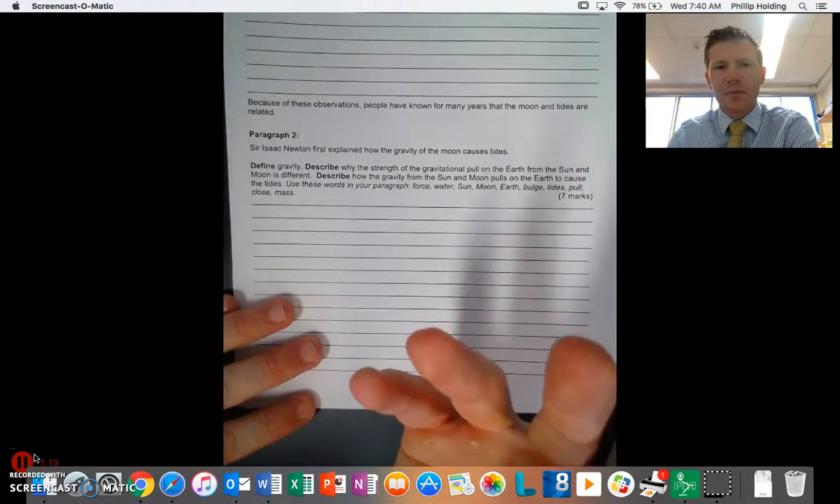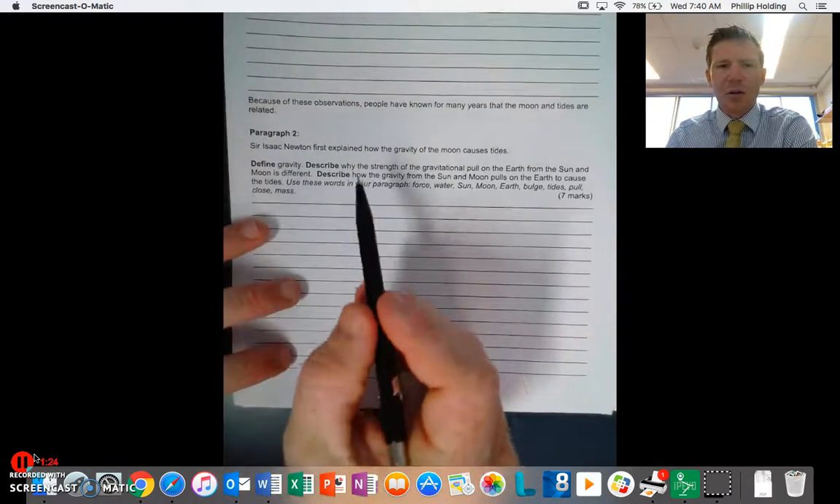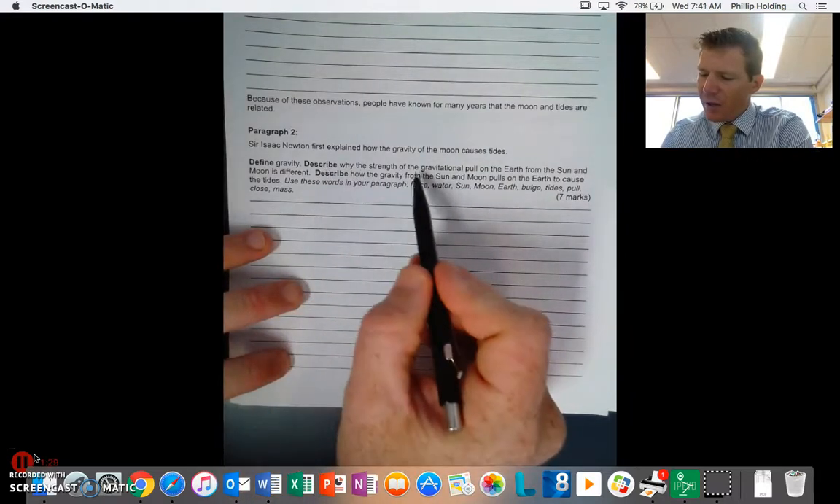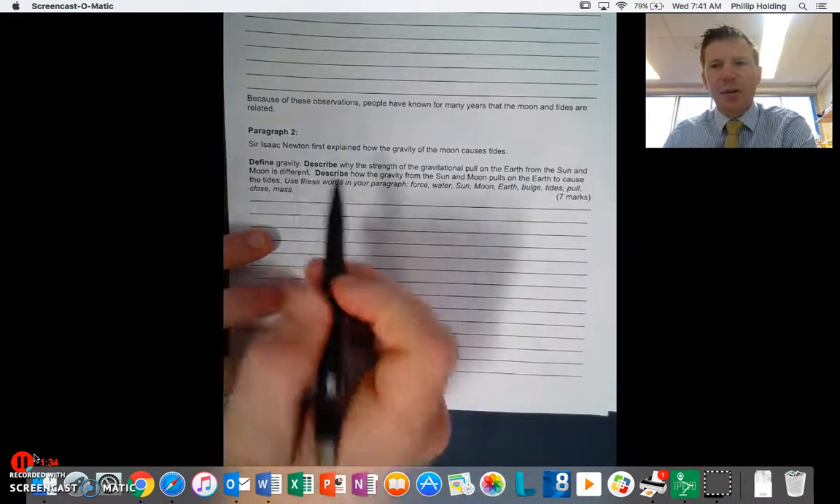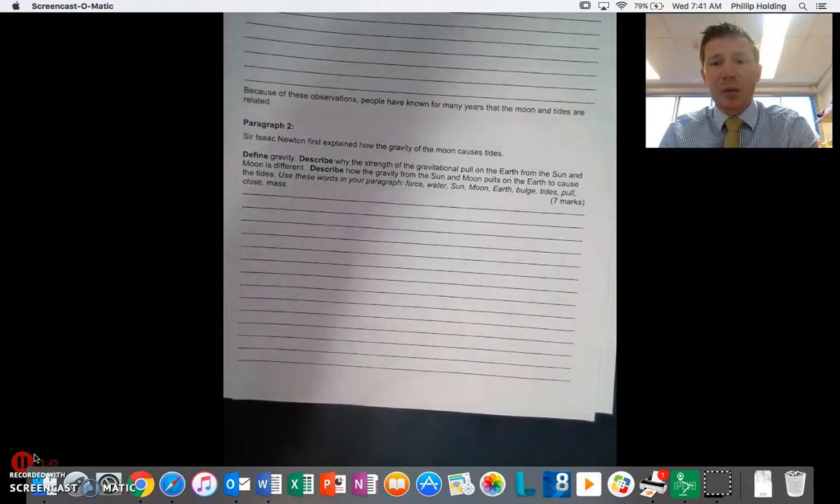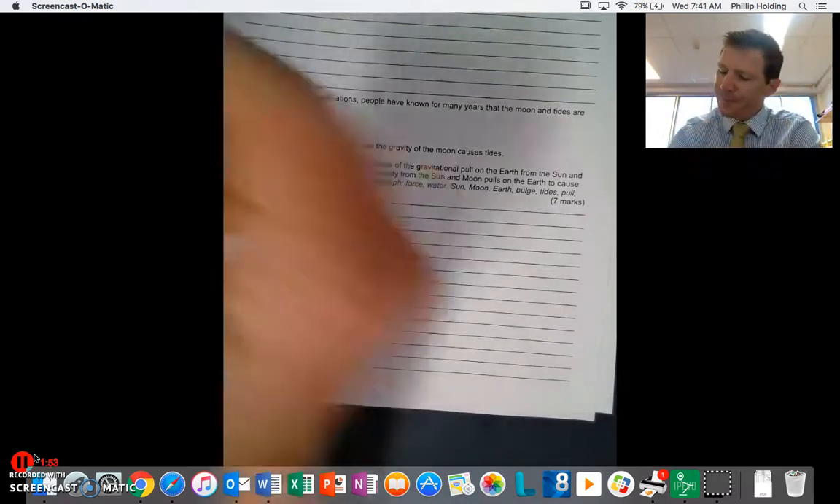Right? What is gravity? Okay, so force of attraction between two objects based on their mass, or something along the lines of that. You need to find it out and work that out. Next, describe why the strength of the gravitational pull on the Earth from the Sun and Moon is different. Okay, so there are two main things when we talk about gravity and how they affect an object: the size of the object and the distance between the two objects. Okay, so how do those two things relate to the Moon and the Earth, and the Sun and the Earth, and how do they interplay to cause gravitational pull?